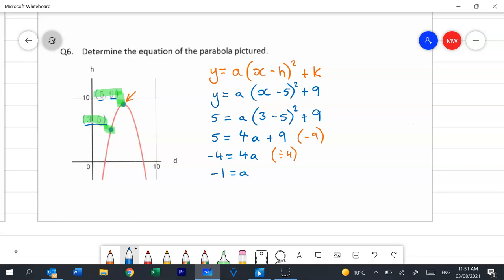Now all we need to do is write out our equation. So we've got y equals an a value of minus 1. Don't bother putting the 1 in. We get our equation that we started to write in the second line there. The question does not ask us to write it in any particular form, so we can leave it in turning point form. And we're finished.